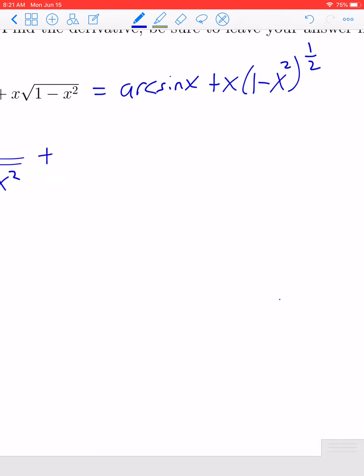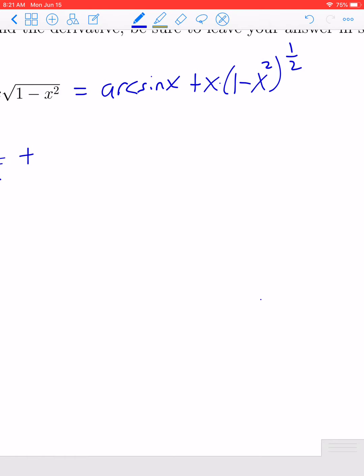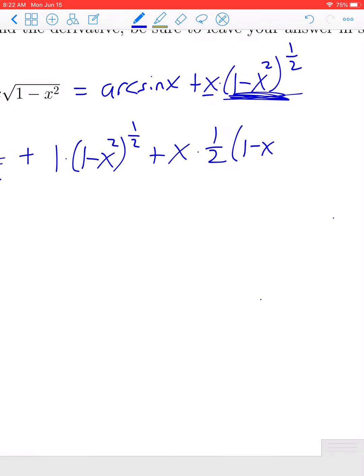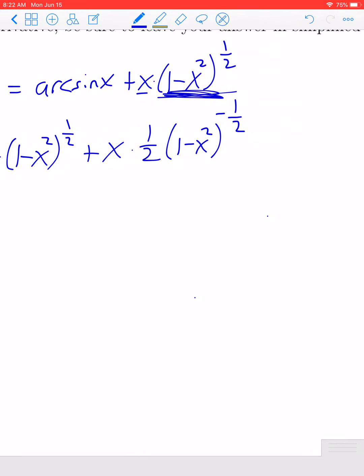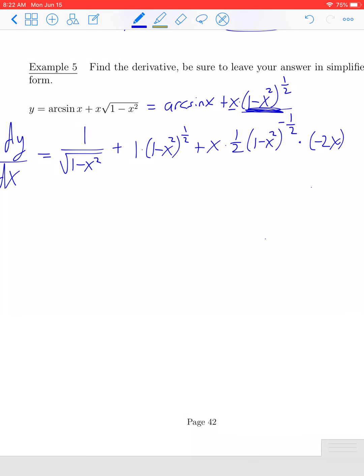This is x times that square root, therefore we're going to need to use the product rule for this. We have two pieces, the derivative of x is 1, leave the second piece alone, plus now we have our x, and we need to multiply by the derivative of this expression. Well, that's going to be the chain rule. We're going to bring the 1/2 down, leave the inside part alone, reduce the power by 1. 1/2 minus 1 is negative 1/2, and then we multiply by the derivative of the inside function. The derivative of 1 minus x squared should be negative 2x. So what do we have?